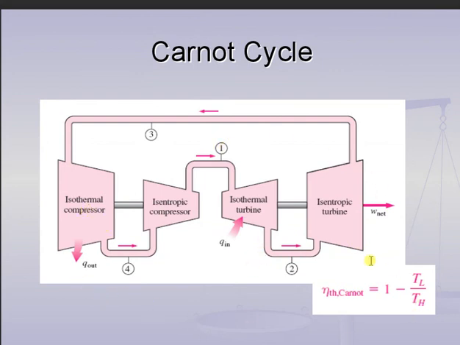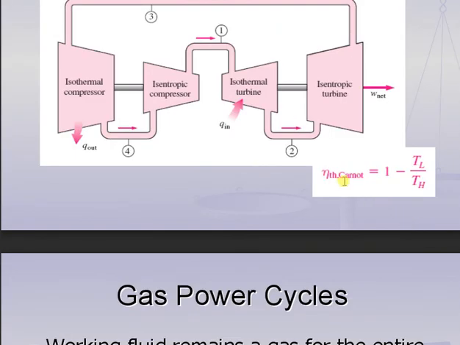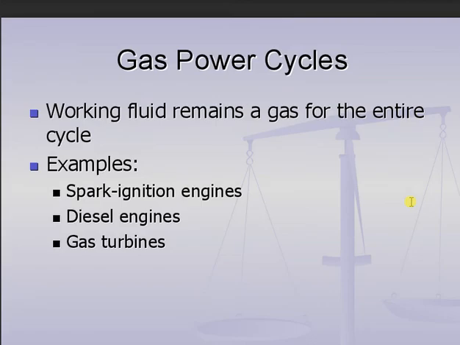We are not going to discuss the Carnot cycle in depth, but just remember the efficiency of the Carnot cycle: eta is 1 minus TL by TH. TL is the temperature at which the heat is rejected, and TH is the temperature at which the heat is given to the system.